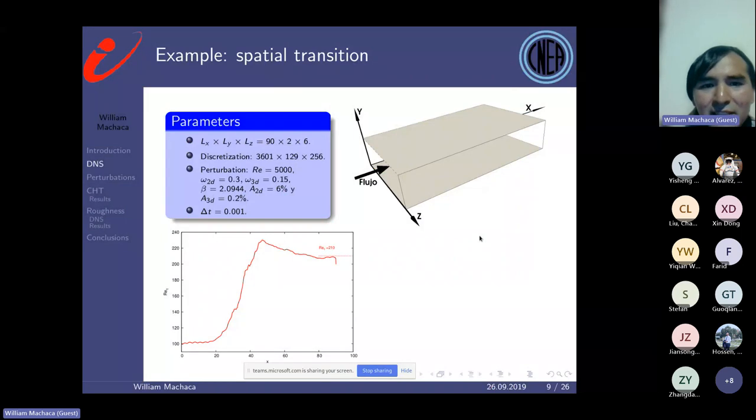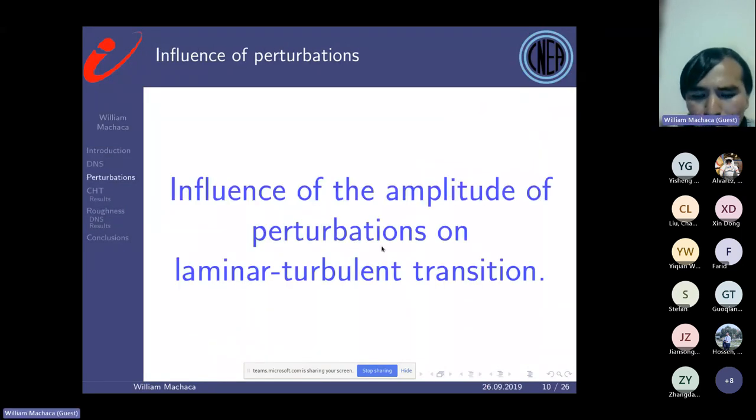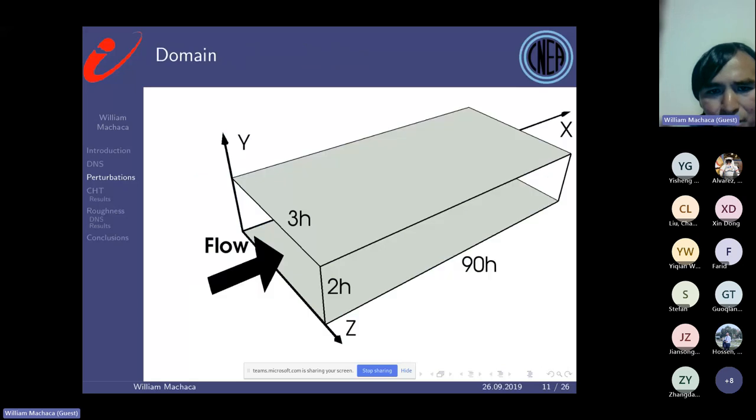Well, with the capacity to make numerical simulation of the laminar turbulent transition phenomenon, now I will present the main results of this study. First, I will present the results of the influence of the amplitude of the perturbations parameters on laminar turbulent transition.